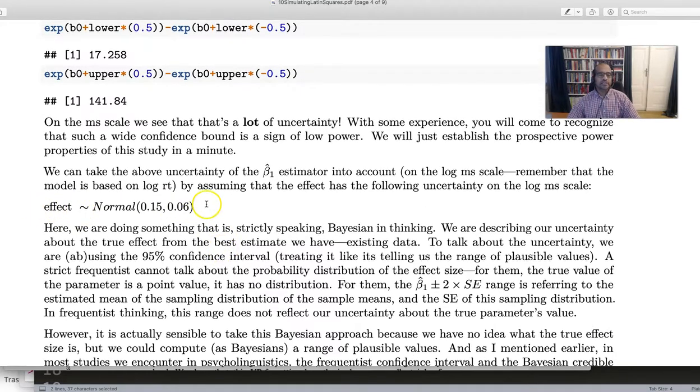So what I'm really doing here is strictly not a frequentist way of thinking, because for frequentists, the true effect is going to be a point value. It doesn't have a distribution associated with it. Right now I'm acting a little bit like a Bayesian, because Bayesians can have uncertainty about the effect, and they can describe it as a probability distribution, and that's what I'm doing here. So I'm acting like a Bayesian here.